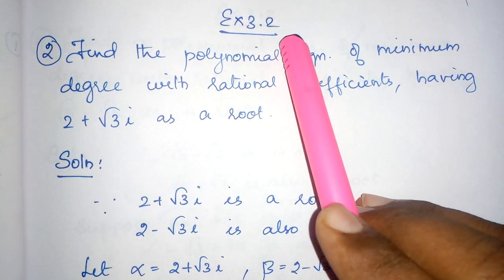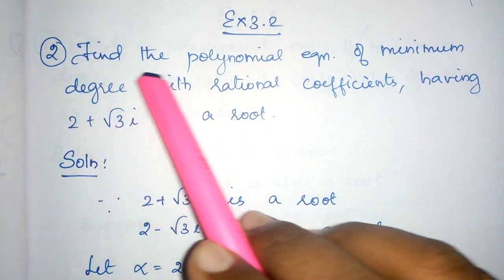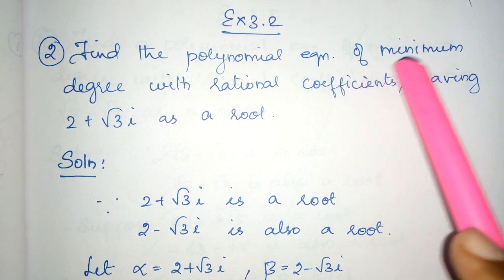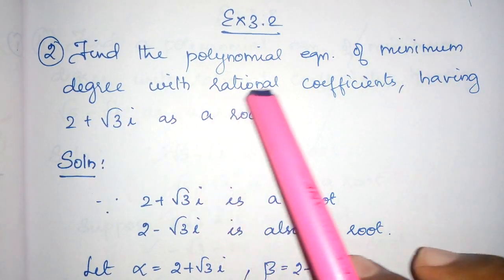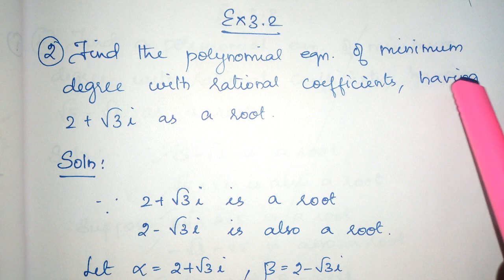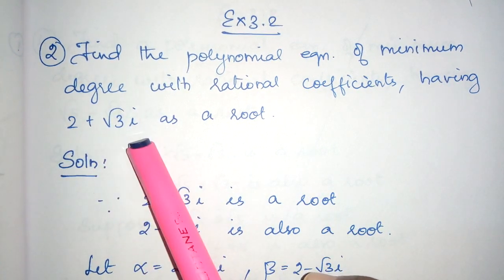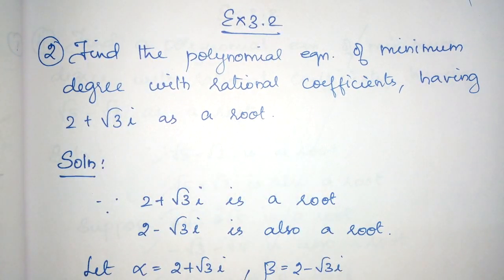Exercise 3.2, question number 2. Find the polynomial equation of minimum degree with rational coefficients having 2 plus root 3i as a root. Before getting into the solution, we are going to see a theorem.